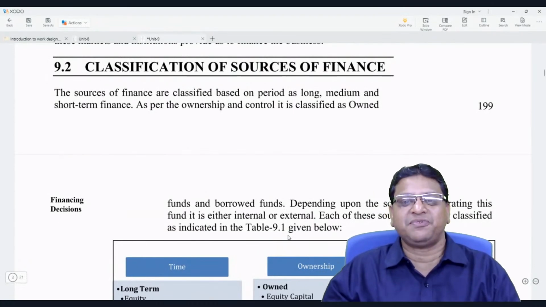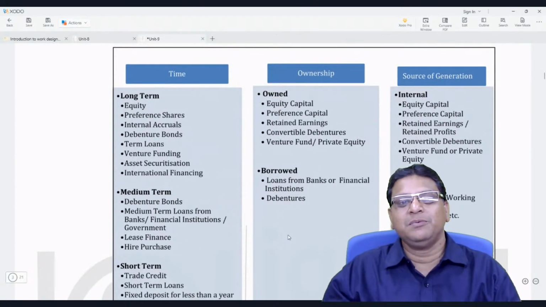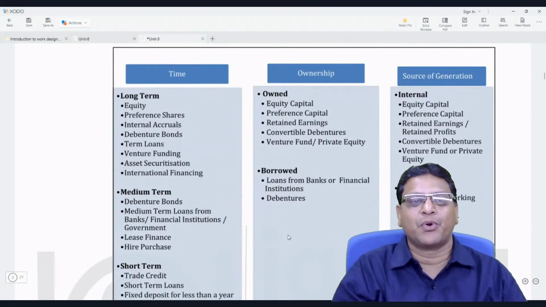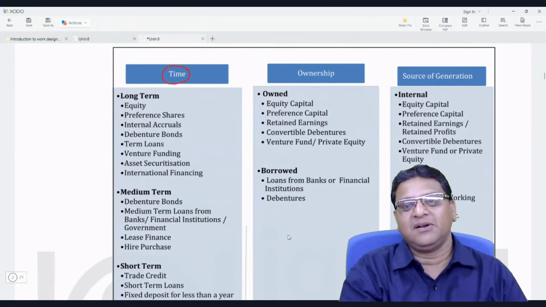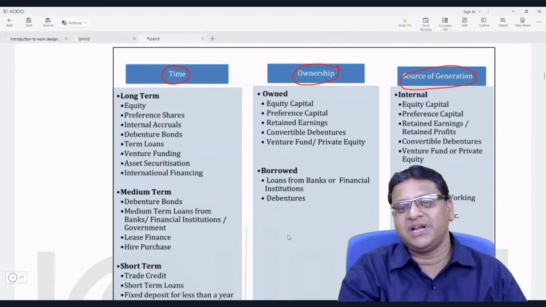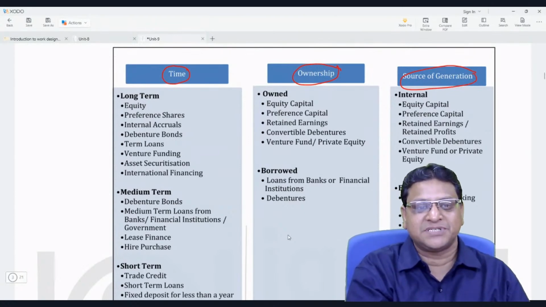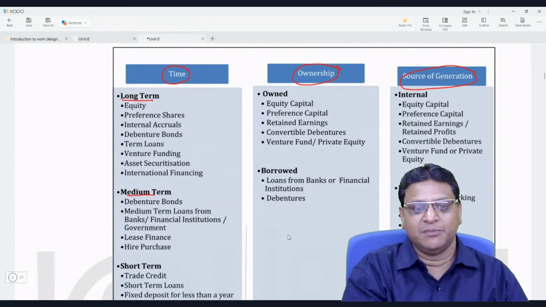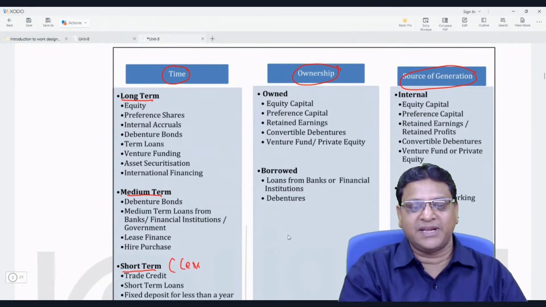Next, we will discuss classification of different sources of finance. How will different sources of finance be classified? Normally, sources of finance are classified in three broad categories: one on the basis of time, another on the basis of ownership, another on the basis of source. On the basis of time, finance can be of three types: long-term finance, medium-term finance, and short-term finance. What is short-term finance? Finance required for less than 1 year.